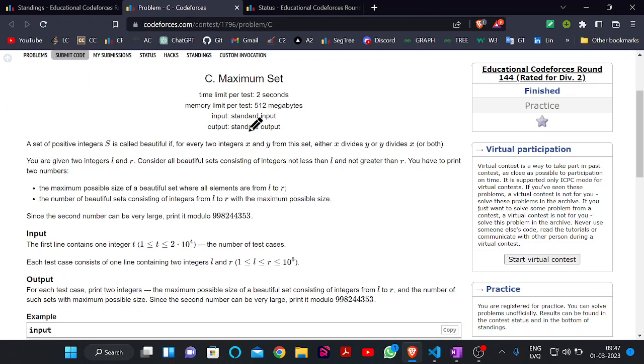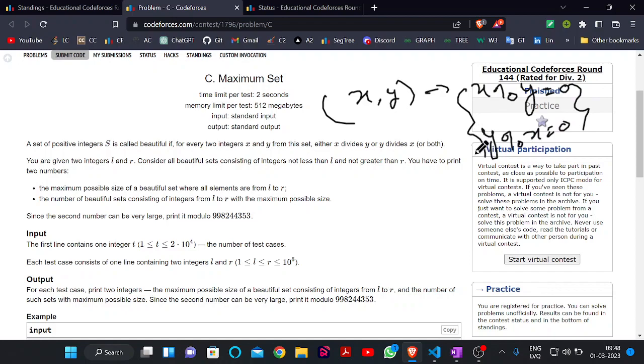So what is that? This condition says that every pair from this set S should follow either x % y equals 0 or y % x equals 0. This is the condition which this set should follow, and that is the beautiful set. Then we are given two integers L and R. Consider all beautiful sets consisting of integers not less than L and not greater than R. So integers can be in this range.